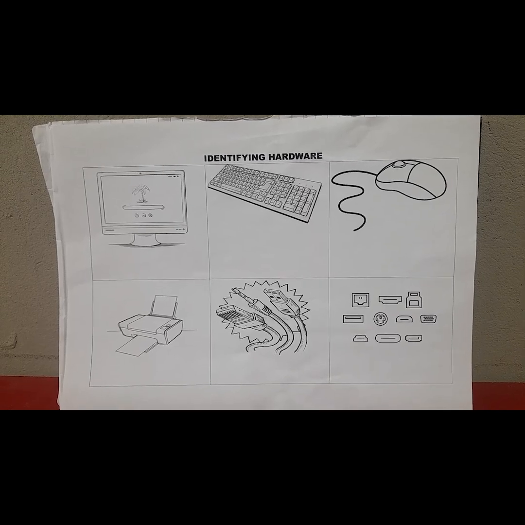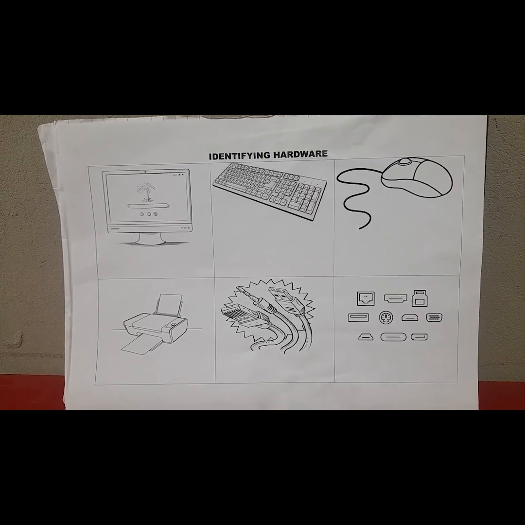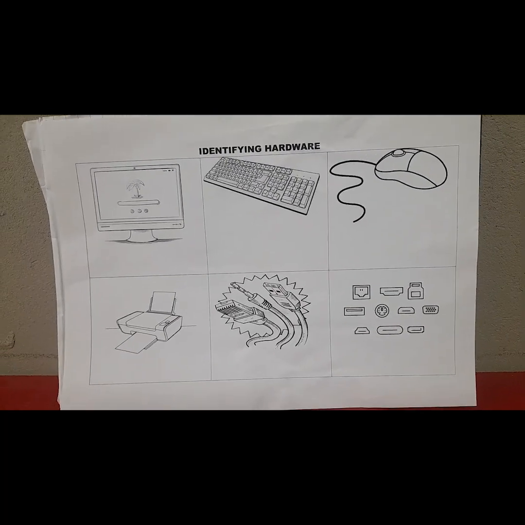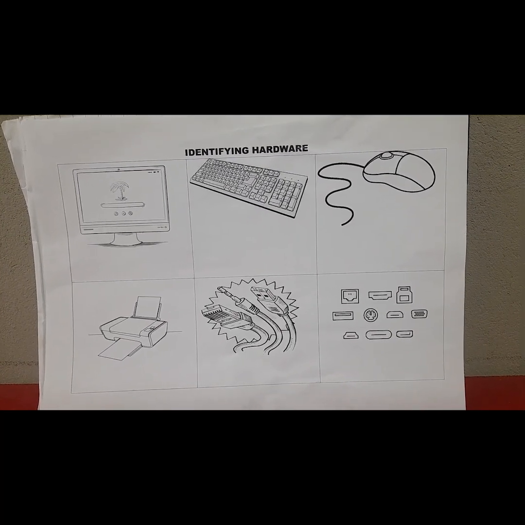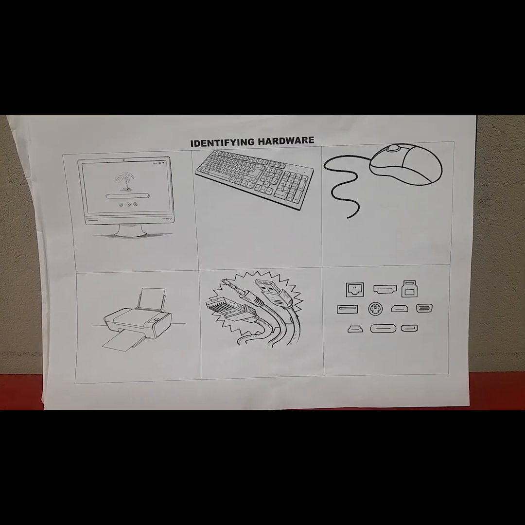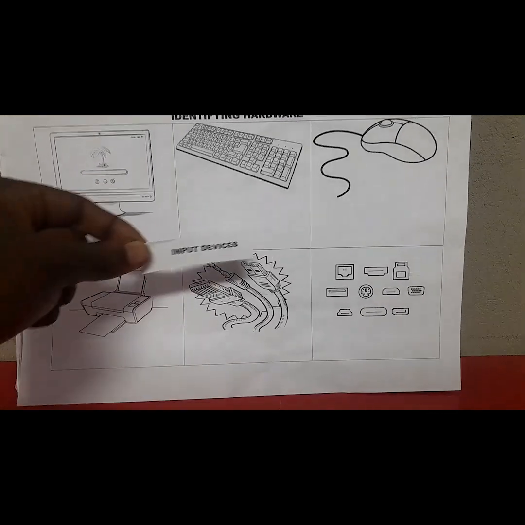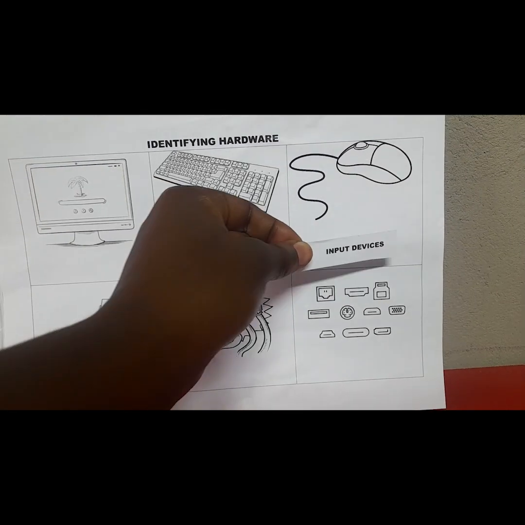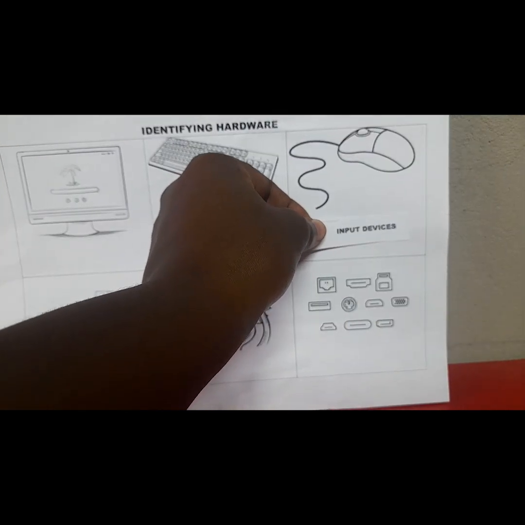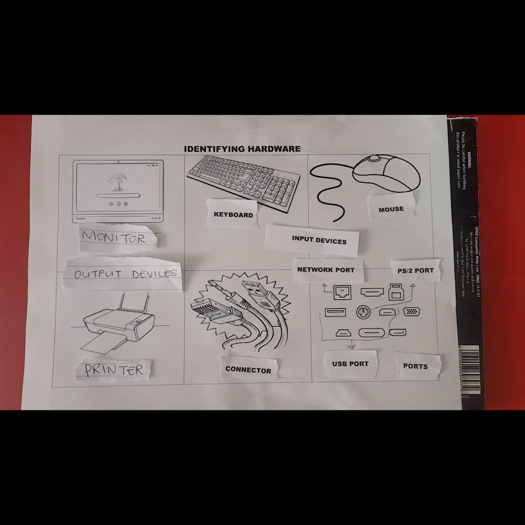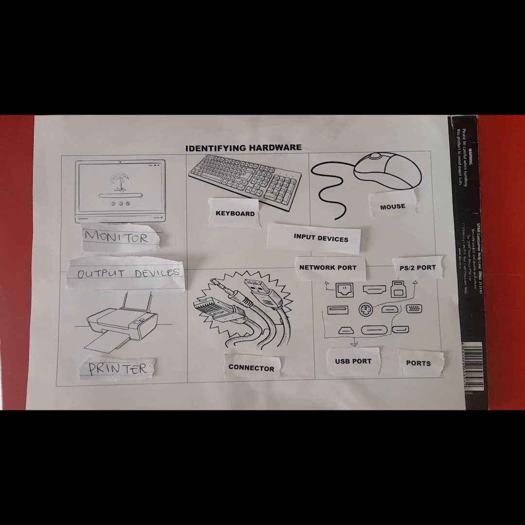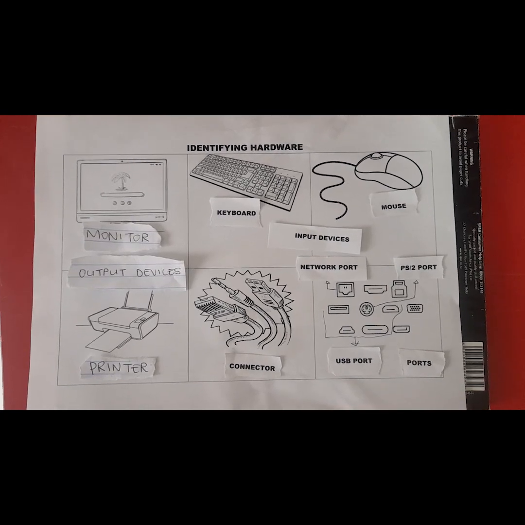I will ask the learners to identify the input devices first, which they will take a sticker and place on the input device they see on the chart. Here, the keyboard. Here, the mouse. This is the final version of the interactive chart after filling in all the information.